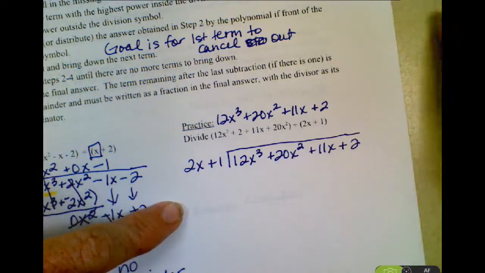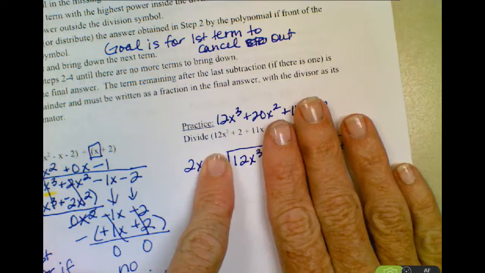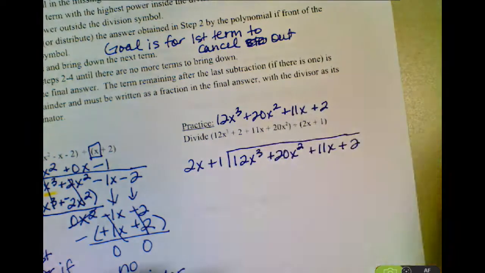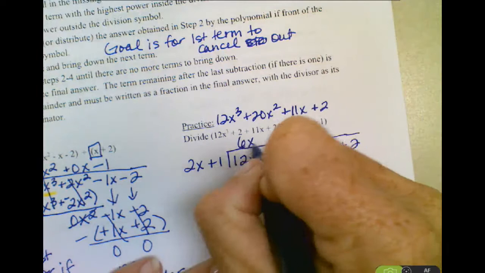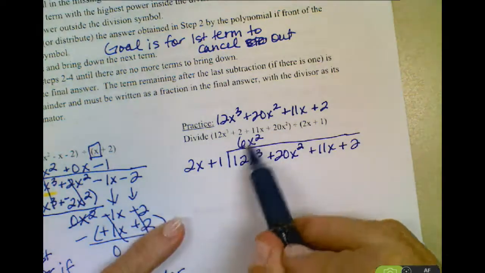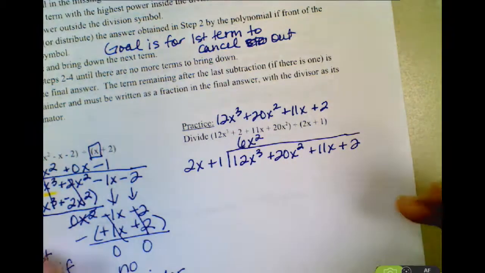Now you're going to do exactly the same process. You are only looking at 2x and 12x cubed. That's all we're concerned about. So how many times does 2 go into 12? Correct, 6. How many times does x go into x cubed? That would be x squared. So 6x squared. Double check that. 6 times 2 is 12. X squared times x is x cubed. Before you even start doing distributive property, check your answer there.